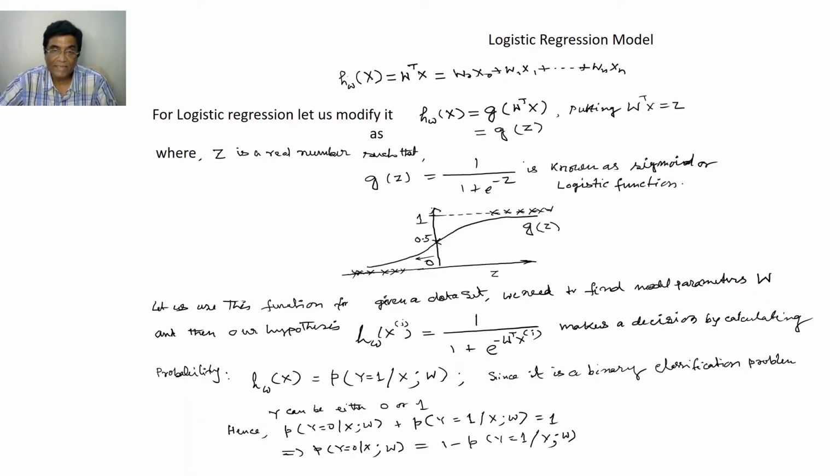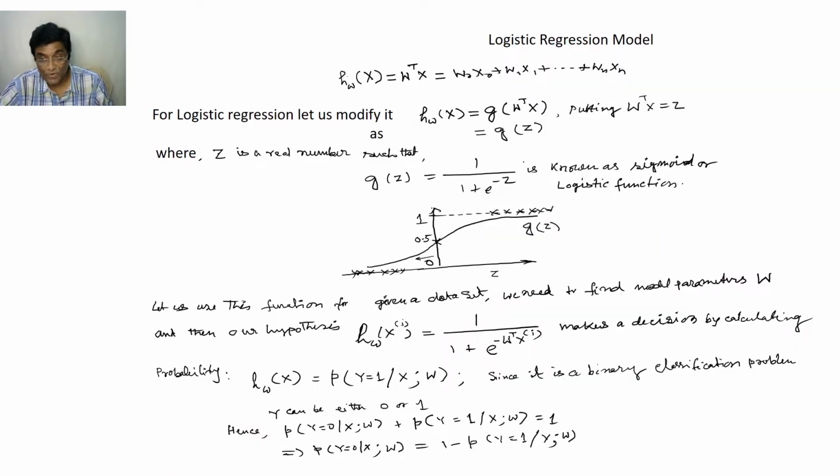Now you can see that this is my hypothesis, h equals 1 by 1 plus e to the power minus w transpose x. This makes a decision by calculating the probability. You give any sample, and how I will know that, I will discuss in my subsequent classes. Suppose I have designed it and I know the parameter.